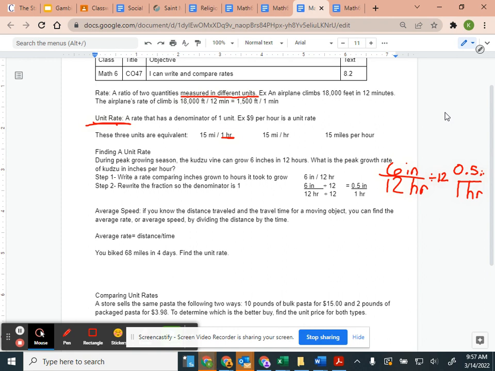So when we're finding that unit rate, we're dividing it down to a 1 on the bottom. Whatever you divide the bottom by, you divide the top by. So it's not that we're always dividing by 12. It's that we're always going to divide by the denominator.